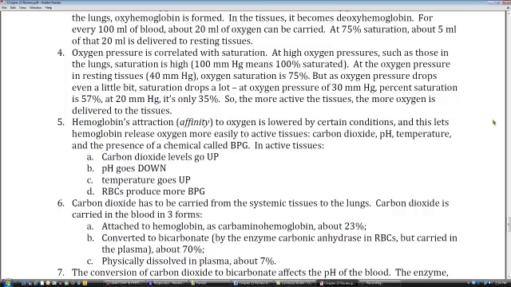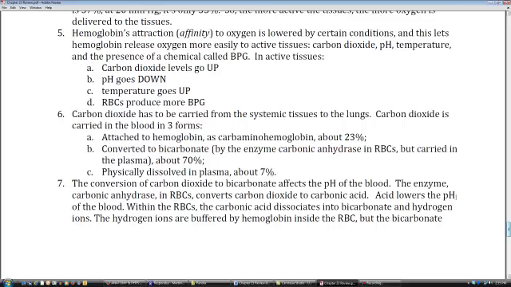In the meanwhile, carbon dioxide, of course, has to be moved from the systemic tissues to the lungs. So in the tissue, carbon dioxide is loaded into the blood. About 23% of that is chemically going to attach to hemoglobin as a molecule called carbaminohemoglobin. 70% will get converted to bicarbonate by the enzyme carbonic anhydrase, but carried in the plasma, and physically dissolved in the plasma about 7%.